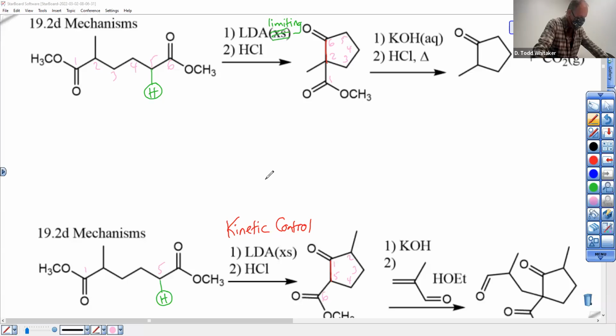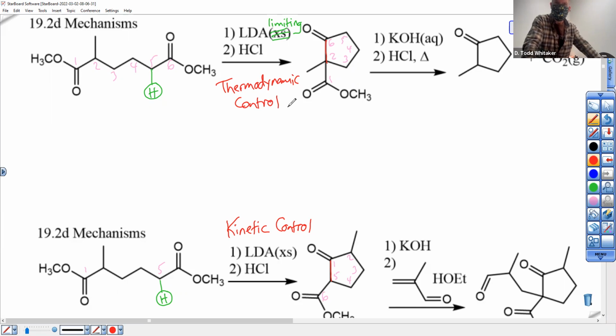Big finish coming. We're talking about doing something called thermodynamic control versus kinetic control. Thermodynamic happens when equilibrium happens. It's called thermodynamic equilibrium for a reason. It favors more stable molecules.